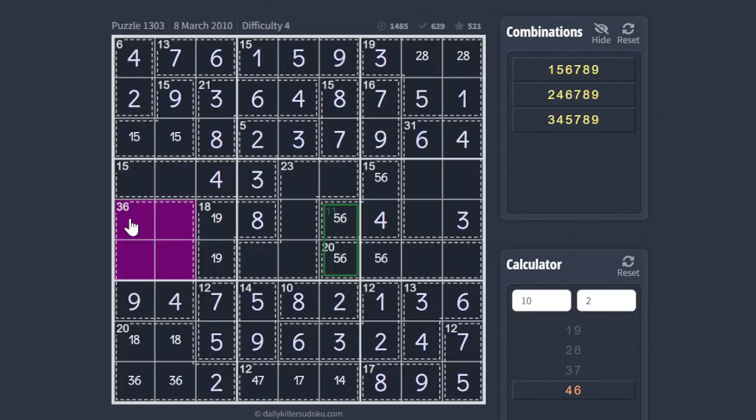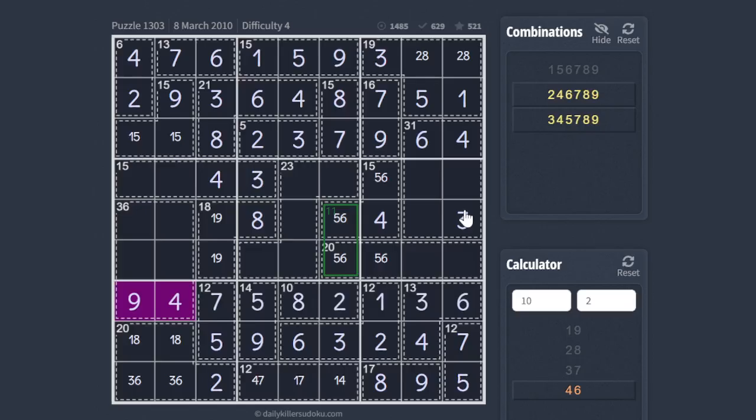So in columns 1 and 2, in the 36 cage, this cage is a little bit easier to deal with because there are only 3 combinations. So first off, it must contain a 9 or a 4. Now they all have a 9, and only two have a 4. So this 1, 5, 6, 7, 8, 9 is not a possibility.